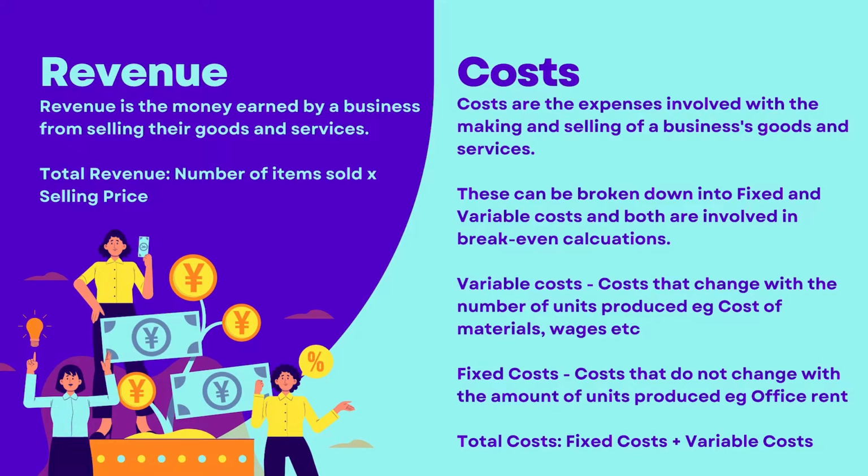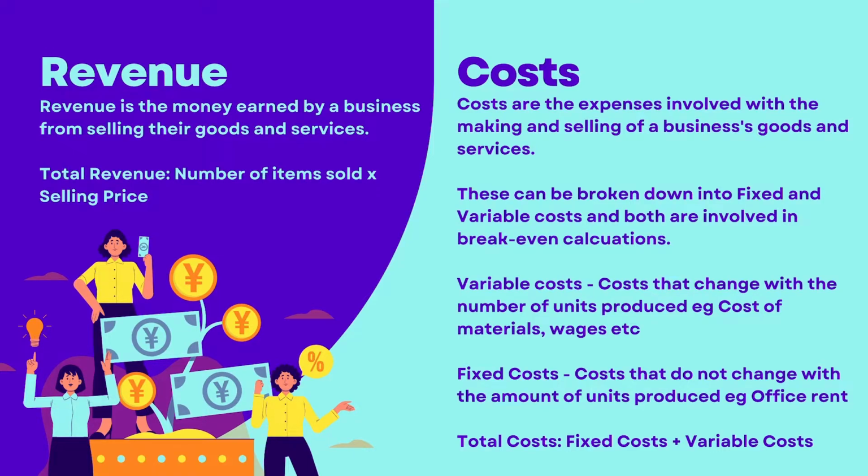Costs are sort of the opposite of revenue. Costs are the expenses involved with the making and selling of a business's goods and services, e.g. the wood I need to pay for to make my paper, for example. These costs can be broken down into fixed costs and variable costs. Let's take a look at the difference.